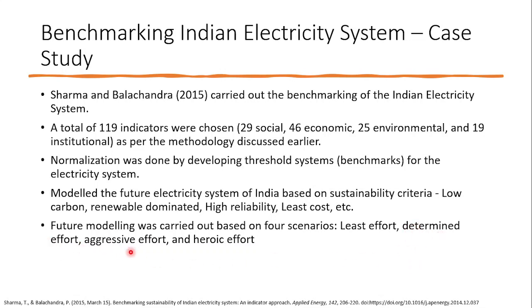Aggressive effort is when you are aggressively involved and you do the planning and then the development of the electricity system. And heroic effort is something more than required.